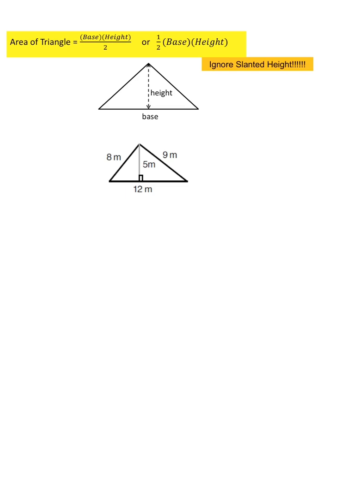So in this question, I'm going to ignore the 8 and the 9. So it's just 12 and 5. So I'll have 12 times 5 divided by 2. So 60 over 2. And that'll be 30 meters squared now. Because remember, area is always your unit squared.